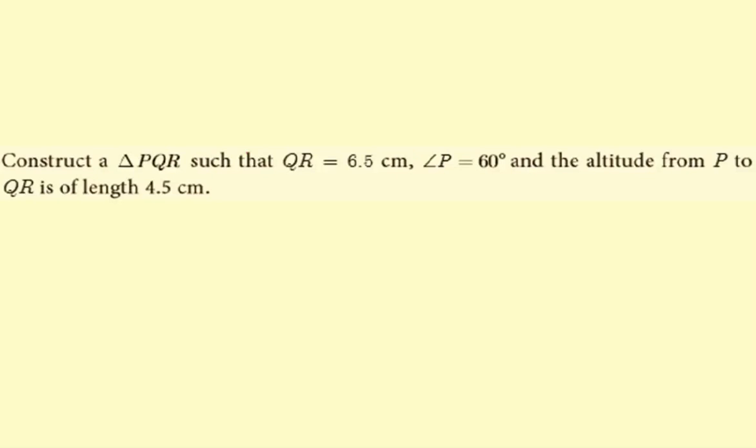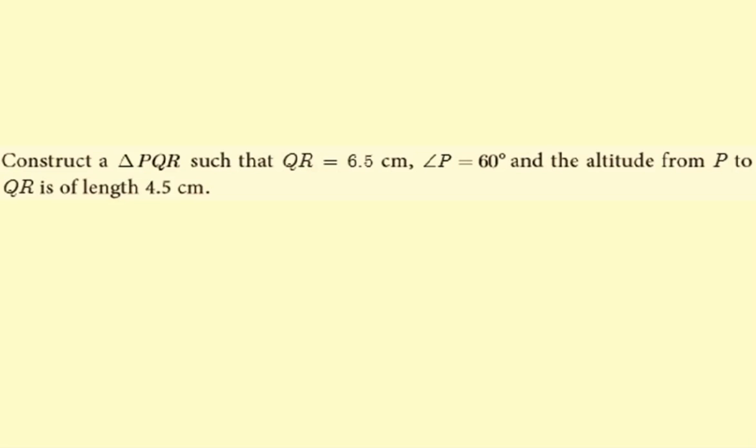They have given us to construct a triangle PQR such that QR is equal to 6.5 centimeter and angle P is equal to 60 degree, and the altitude from P to QR is of length 4.5 centimeter.